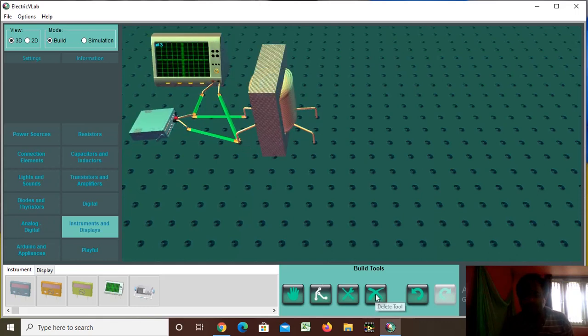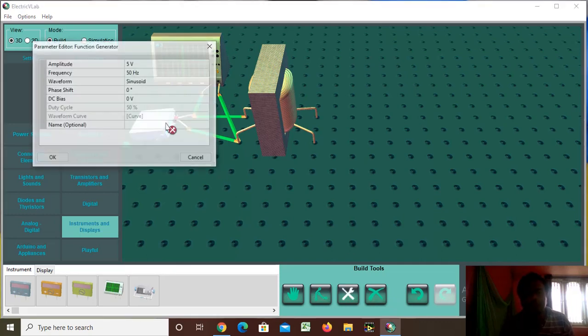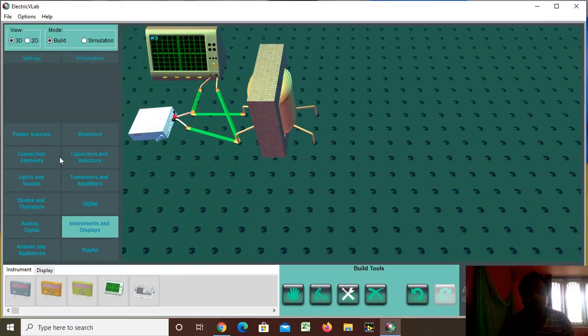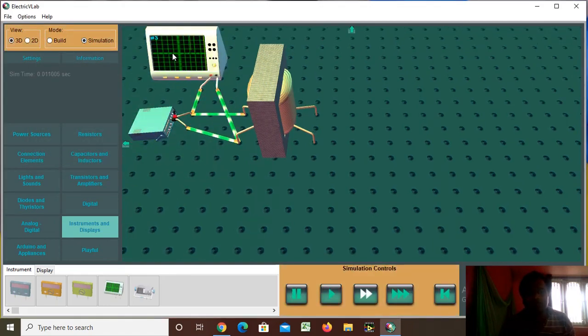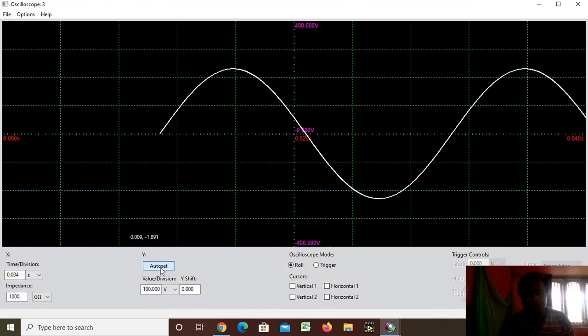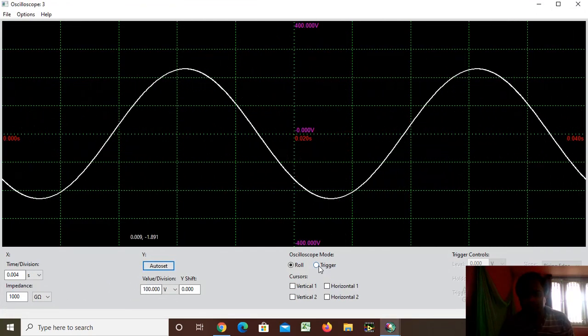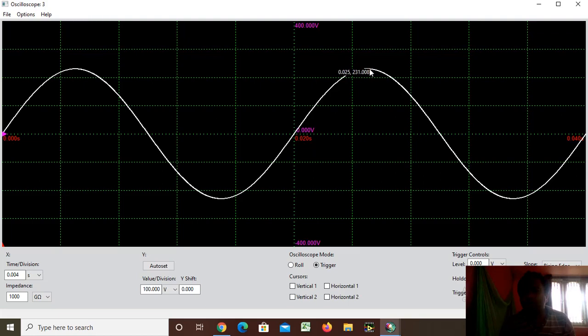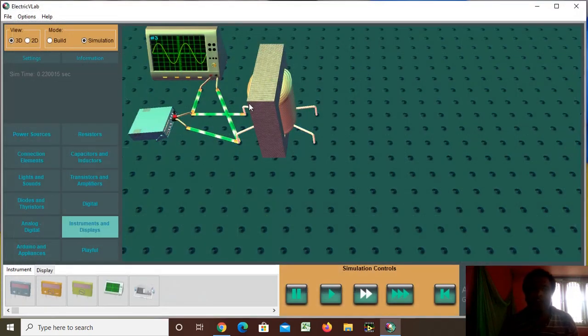Let's select the voltage here. Now let's take 230, and I'll keep 50 hertz, so no need to change that. If you simulate, you can see here. I'll auto set, adjust, trigger and stop the curve. Let's see how much voltage. You can see 230 volts. Here also you can see minus 230 at the peak. So the input is 230, which means the primary voltage we are giving is 230.